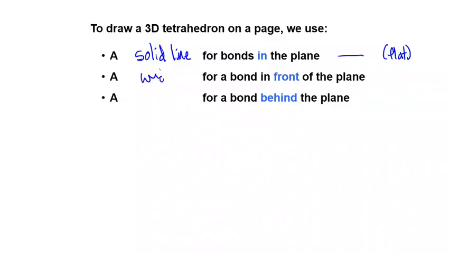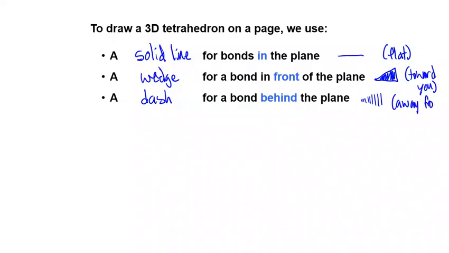We are going to use a wedge for representing a bond that is in front of the plane. So a wedge looks like this, and you can think of this as coming out toward you. Then finally, we're going to use a dash. Whoops, I drew it out instead of writing it out. We're going to use a dash for a bond behind the plane. Okay, so that's going away from you.